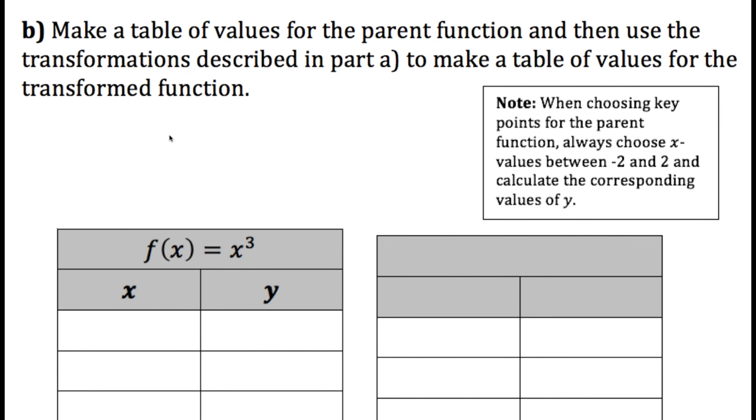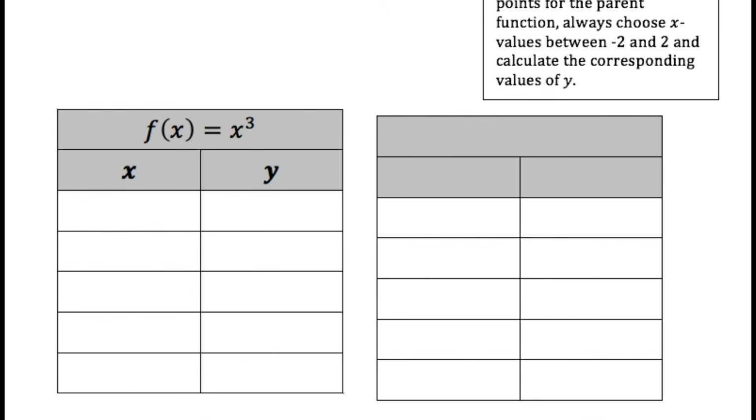We're going to fill out a table of values for the parent function x cubed, and for that parent function, we're always going to choose x values -2, -1, 0, 1, 2. Those x values will give us a good shape of the parent function, which will then result in a good shape for the transformed function. So if I plug these x values into this x cubed equation of the parent function, -2 cubed is -8, -1 cubed is -1, 0 cubed is 0, 1 cubed is 1, 2 cubed is 8. These are points for the parent function.